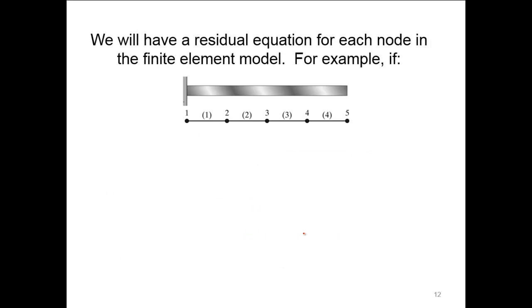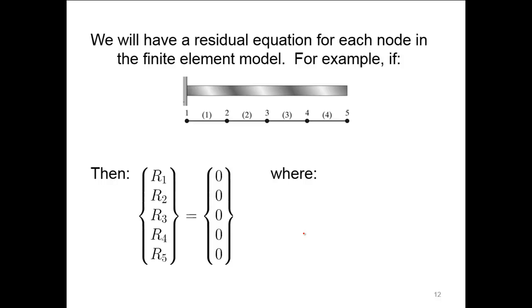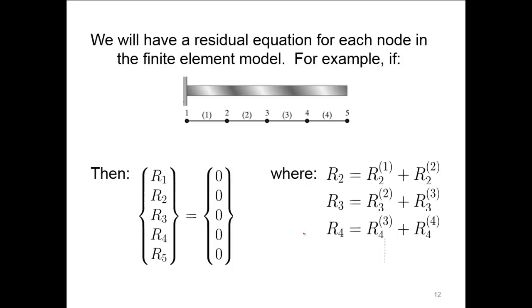We will have a residual equation for each node in the finite element model. For example, if we have 5 nodes and 4 elements, we'll have a residual for each node, where R2 is the residual for node 2 from element 1, and we also have to get the residual for node 2 from element 2. So there are residuals for a node from the element on either side of that node. We have to combine those to make sure we have the full accounting of the residual at a particular node.